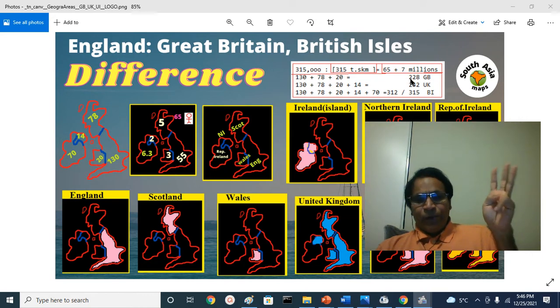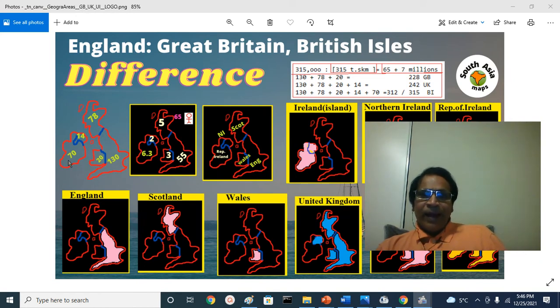That is almost the same as an island called Honshu. Japan has four main islands: Hokkaido, Honshu, Kyushu, Shikoku. And the most important island where Tokyo is present is called Honshu. That is roughly 225. Great Britain as an island is also almost the same size, 225.